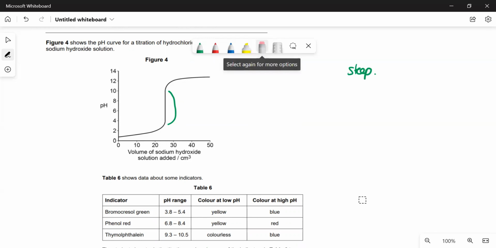So let's have a look at bromocresol green. Well, that will be changing around 3.8 to 5.4, so something around there. Well, that's in the steep part. The phenol red, that's 6.8, that'll be changing somewhere there. That's still in the steep part. And finally, the thymolphthalein is 9.3 to 10.5, but that is still up here, still in the vertical or the steep part of the titration curve. So all 3 are okay.